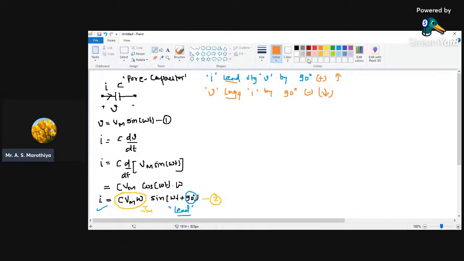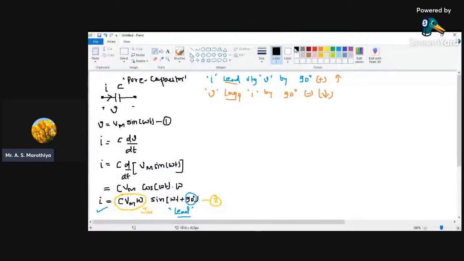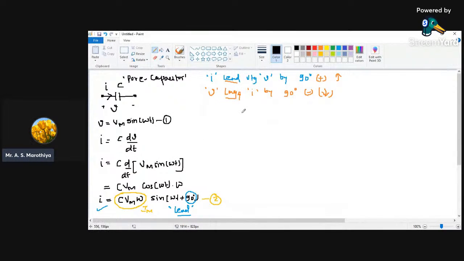Now let us find the ohmic opposition offered by the capacitor to the flow of alternating current through it. Again we need to apply Ohm's law. The ohmic opposition offered by the capacitor is Vm divided by Im. The expression for Im is omega into Vm into C, so this is Vm divided by omega into C into Vm.